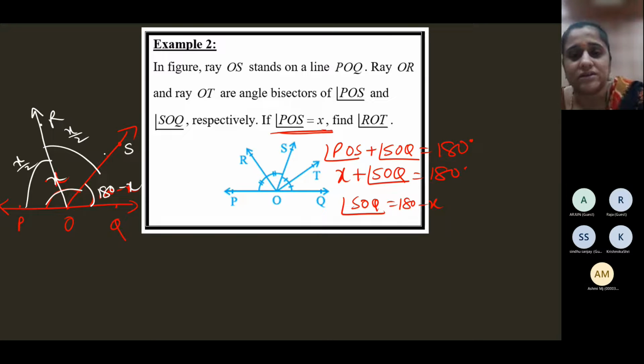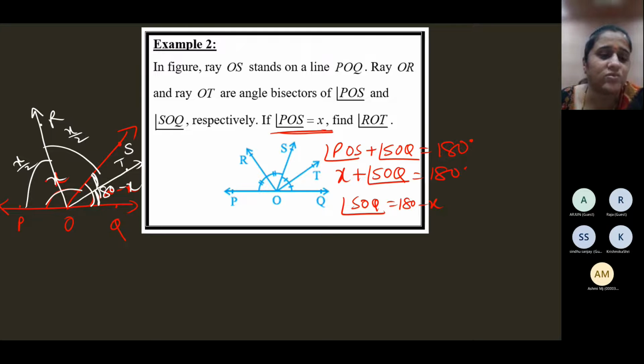Similarly, OT bisects SOQ. See here, this is OT. OT bisects SOQ. So these are the two equal angles, this one and this one. Each of them will be (180 minus X) by 2, because the full angle is 180 minus X. So the halves will be (180 minus X) by 2.